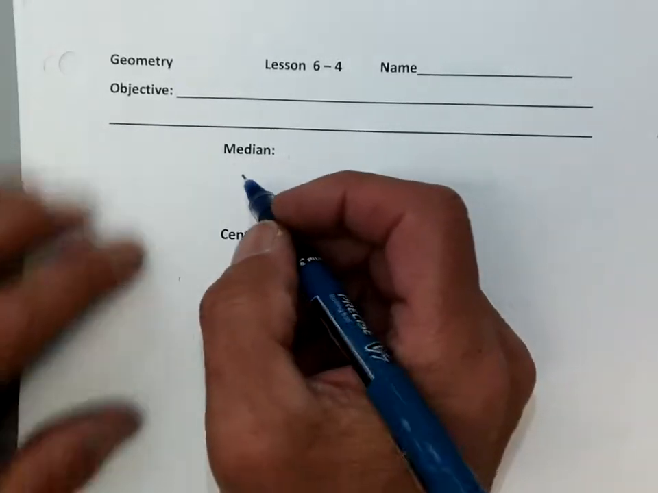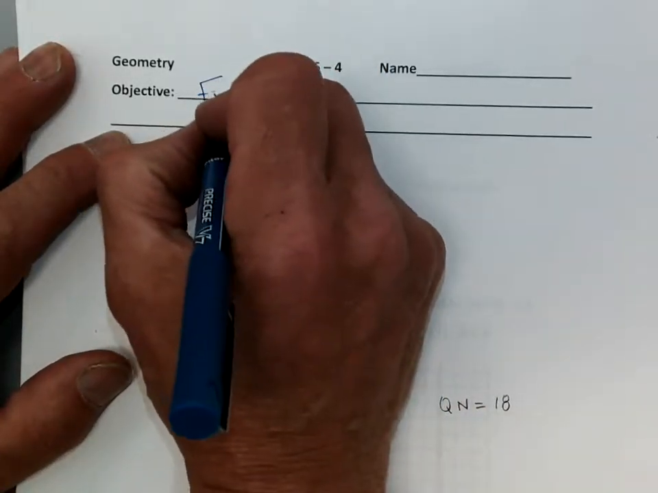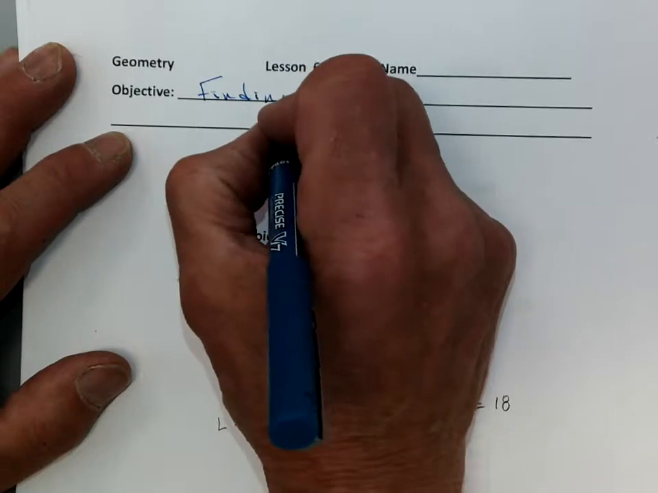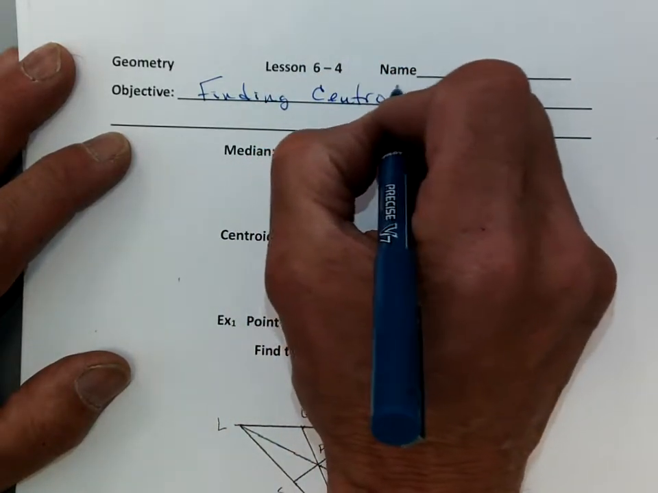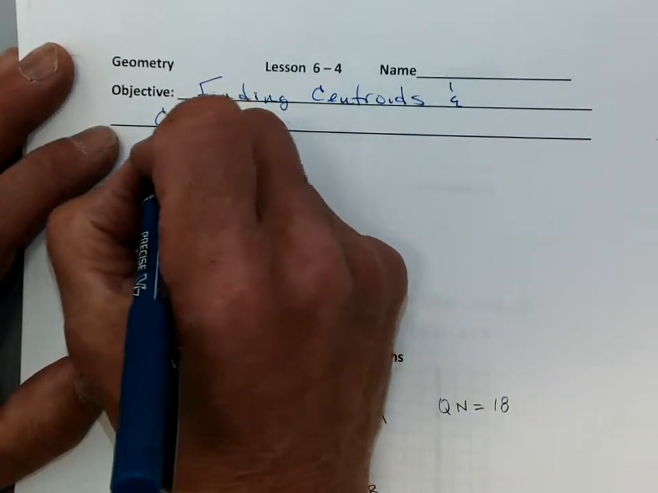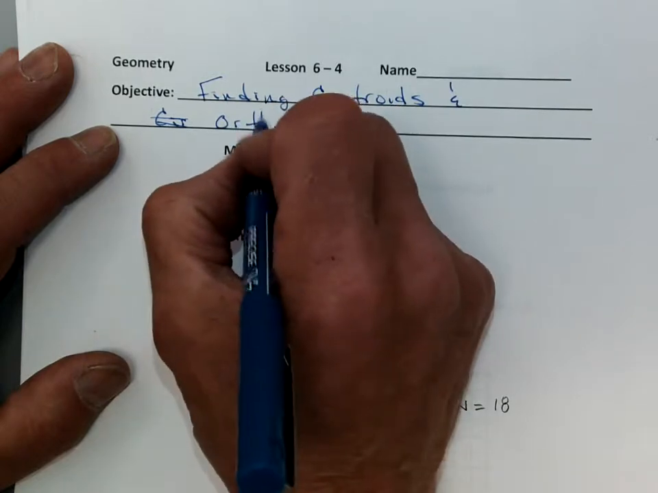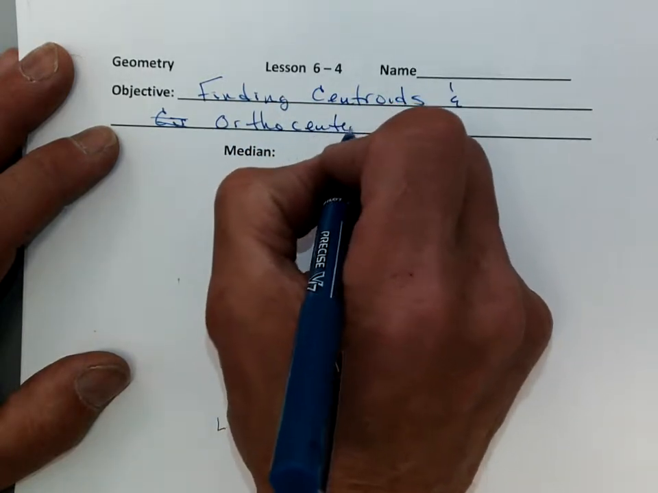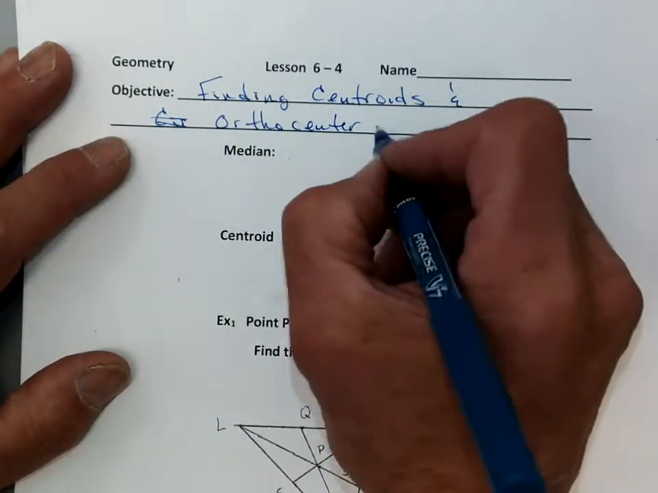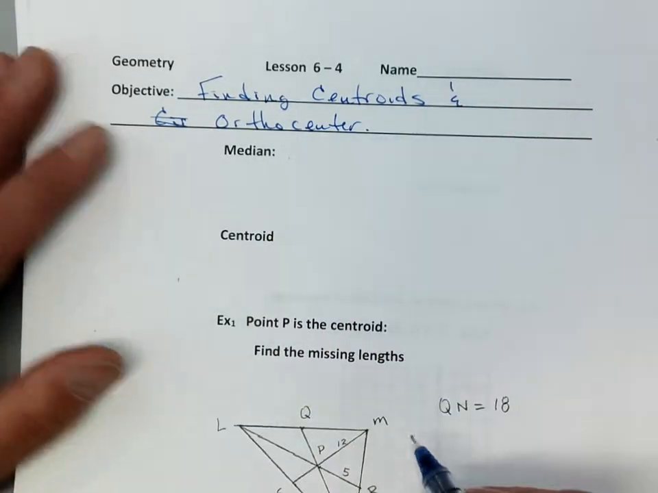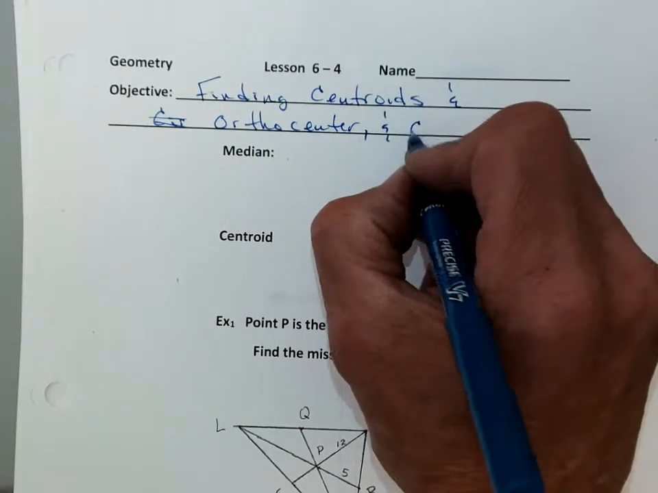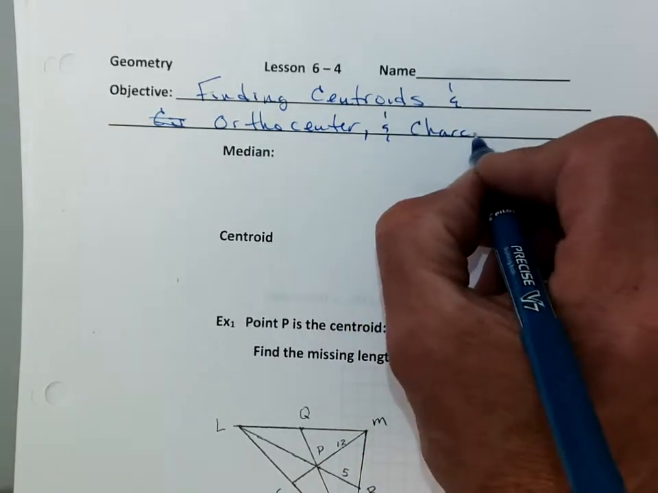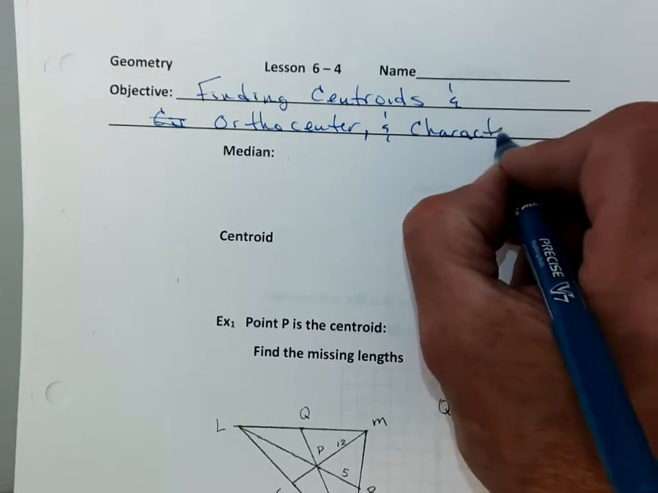Our objective is going to be finding centroids and circumcenters. Oh, I said it wrong. Orthocenters. Finding centroids and orthocenters, and then using their characteristics.